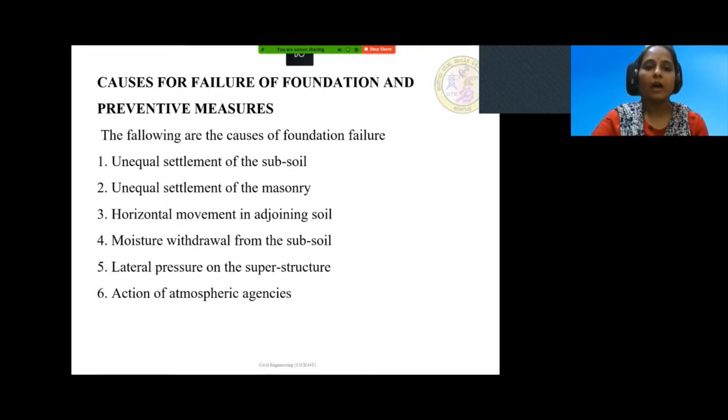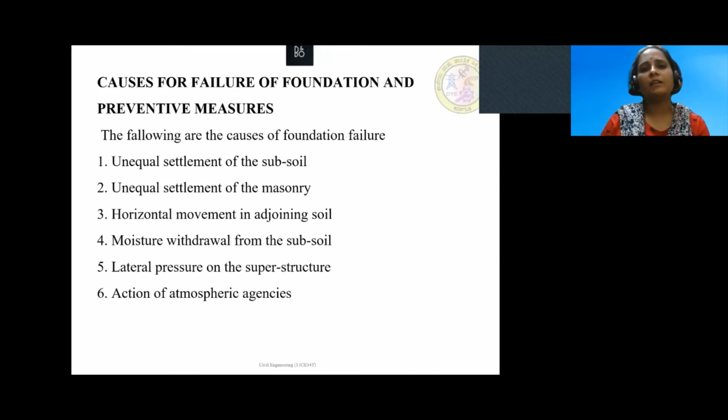Okay, and we'll come to today's topic, that is causes for failure of foundation and its preventive measures. There are mainly six main causes for failure of foundation. The first one is unequal settlement of subsoil. Second is unequal settlement of masonry. Third is horizontal movement in adjoining soil. Fourth is moisture withdrawal from subsoil. Fifth is lateral pressure on the superstructure. Sixth is action of atmospheric agencies.